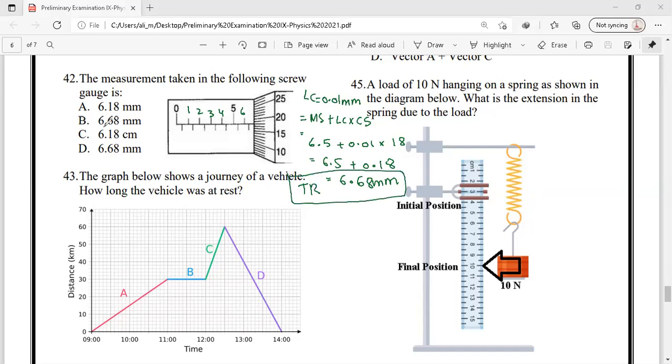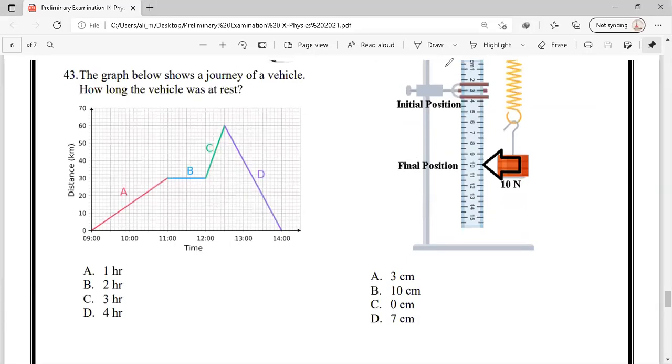Unfortunately, we have a typing mistake. So this will be centimeter and this is millimeter. So let's take both of these two options as the correct one, because in option B we have 6.68 millimeters, while in option D we have 6.68 millimeters. So in question number 42, we can mark both option B and option D as the correct answer of this question.